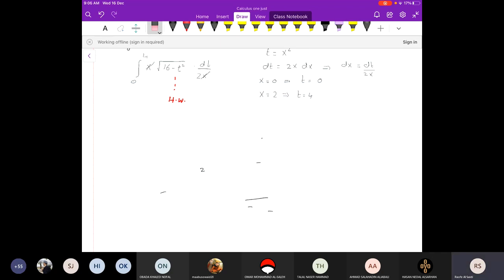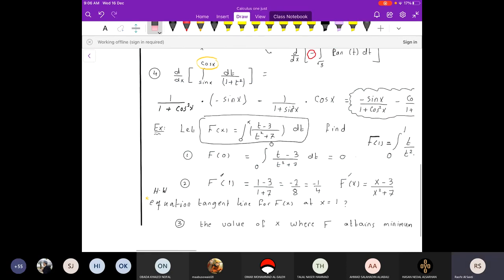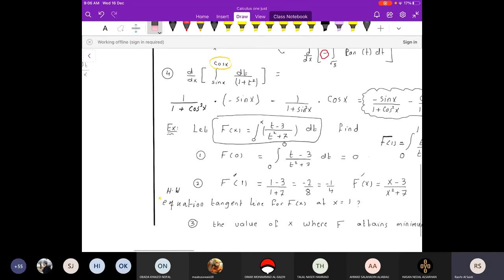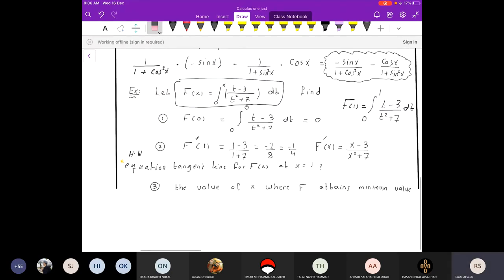Okay, so to find the equation of a tangent line, we need a point and a slope. Okay, now back to our question. The same question: find the value of x where f attains its minimum value.